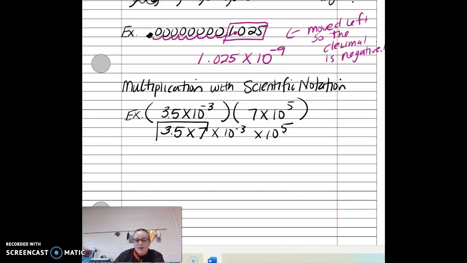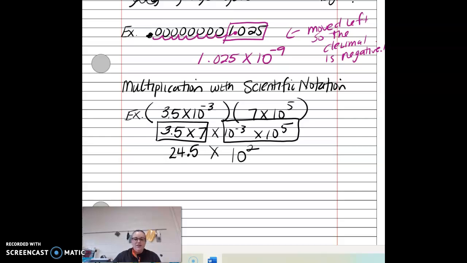And I'm going to multiply the 3.5 times the 7, if you get out your calculator, I think it's 24.5. Yeah, so it gives me 24.5 times whatever I get here when I multiply exponents. And this is why we did our whole rules when we're multiplying exponents. 10 to the negative 3rd times 10 to the 5th. Your bases are the same, so we're going to keep them. And what we do is add the exponents. So negative 3 plus 5 is 2.